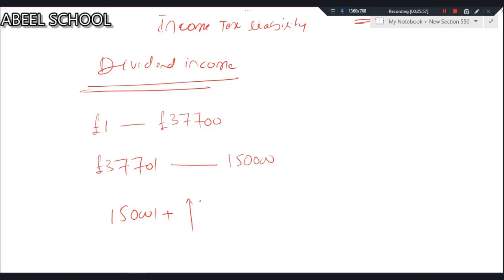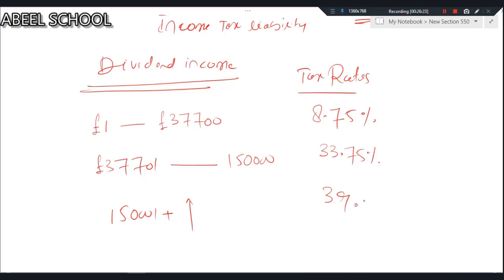For basic rate band, if the dividend income falls in the basic rate band, then the tax rate is 8.75%, which I did discuss in my first lecture. In case of higher rate band, it is 33.75%. And in case of additional rate band, it is 39.35%.